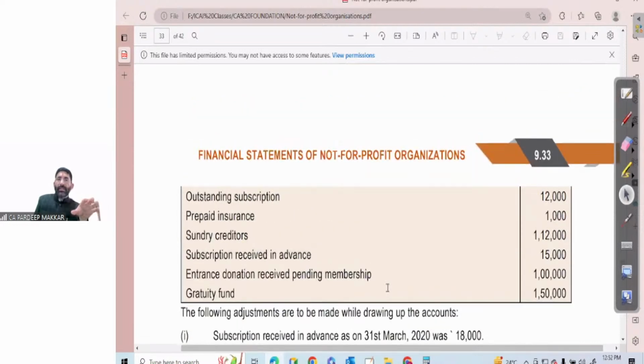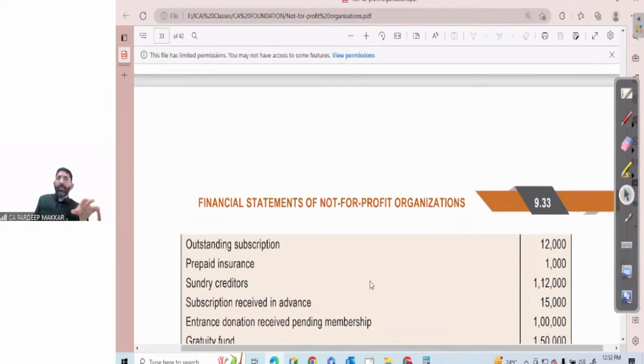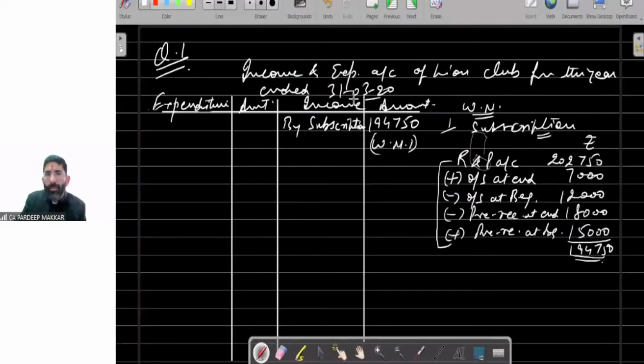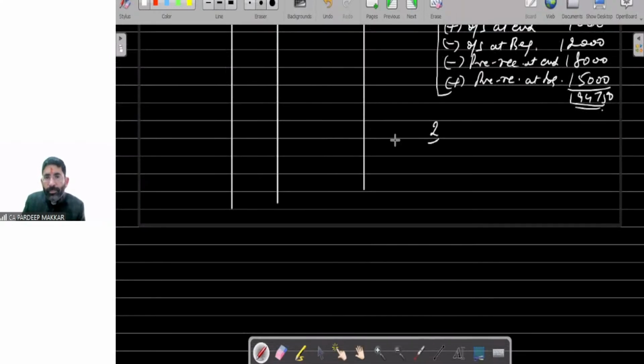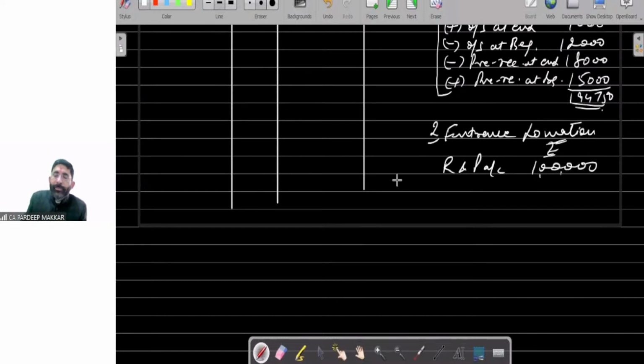Let's understand this concept. Very simple concept is there. He says, first of all, talking about entrance donation, whatever the amount is given in receipt and payment account, this is meant for the entrance donation received during the year. This is 1 lakh. This is received during the year.